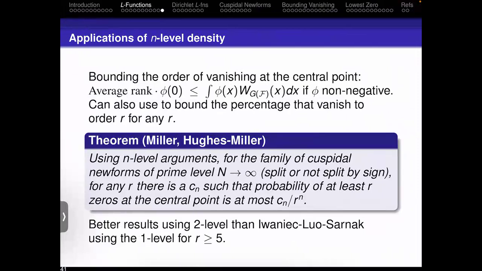Unfortunately, the constant grows with n, so as n gets larger, the constant gets larger, and this only becomes useful as r gets larger with n. And so this is why you get silly results such as at most 250% of the forms have 4 zeros at the central point. There are faster ways of proving that. But eventually, what if I have even more zeros? Then it becomes useful again.